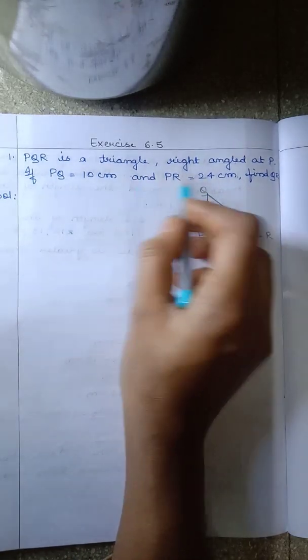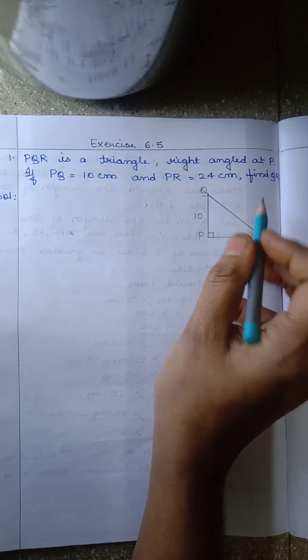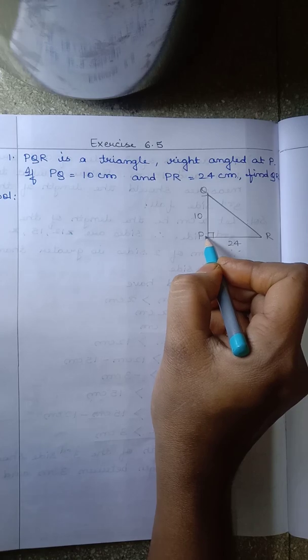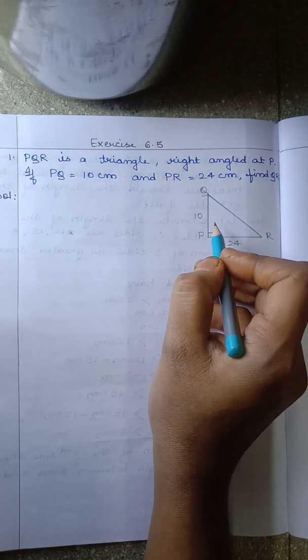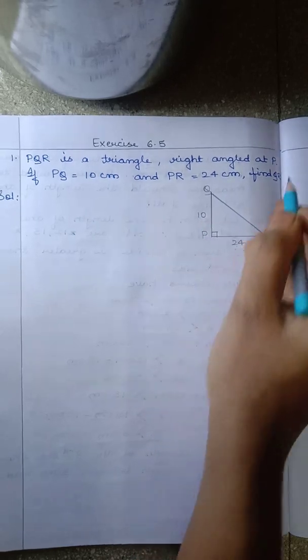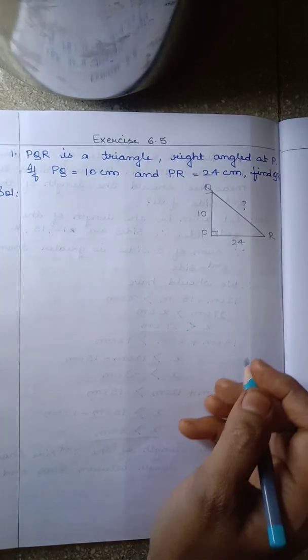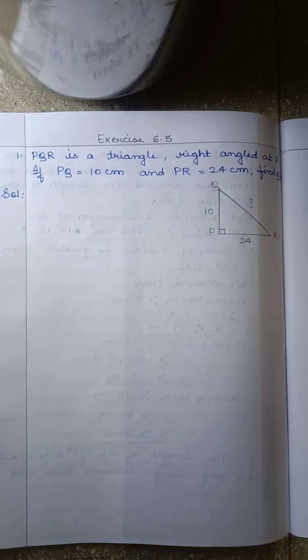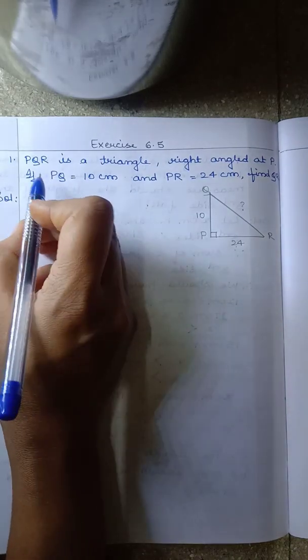As per the question, you have to draw a figure. It is a right-angled triangle, right-angled at P. So at P you have to draw a right angle, and they have given two sides. PQ is 10 and PR is 24, and you have to find QR. This side you have to find. I had told you the Pythagoras property is used to find the unknown side in a right-angled triangle. So now we will apply the Pythagoras property to find the side QR.